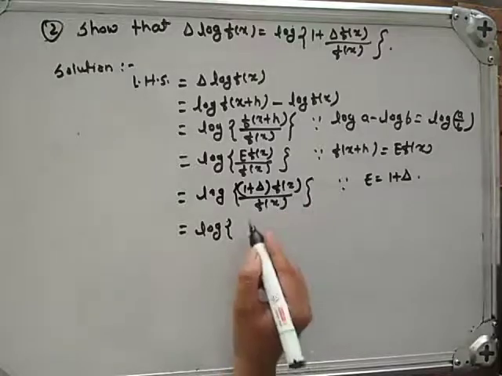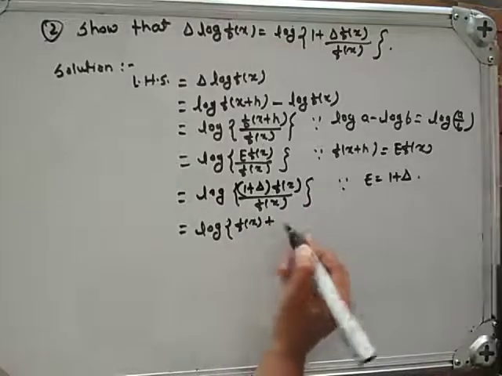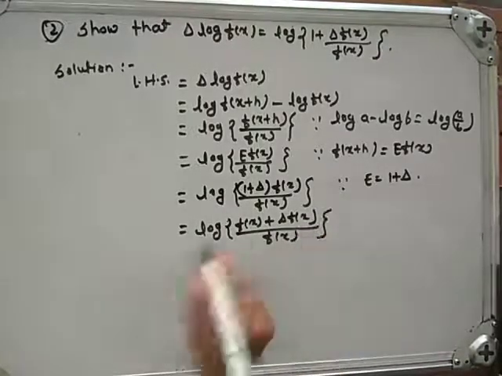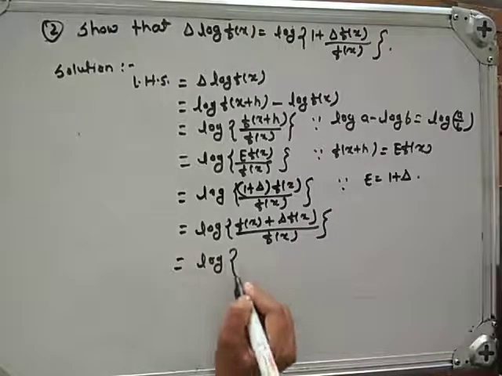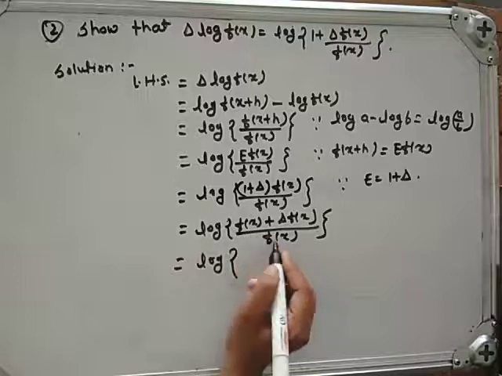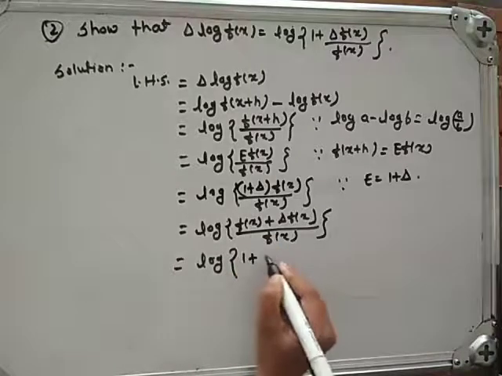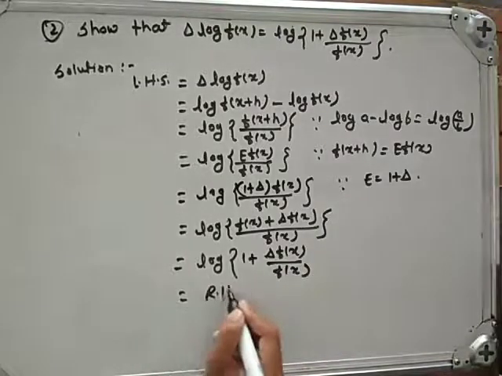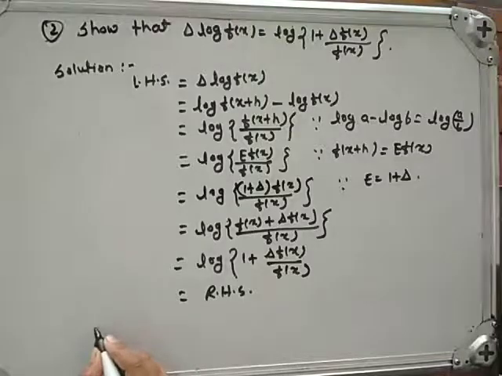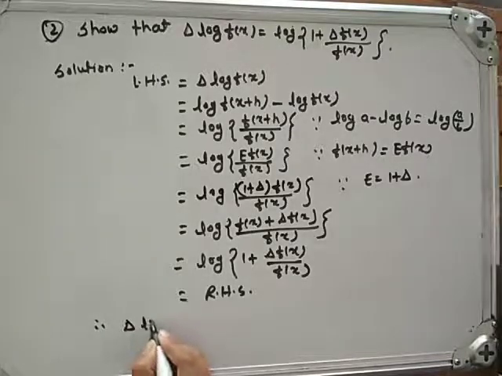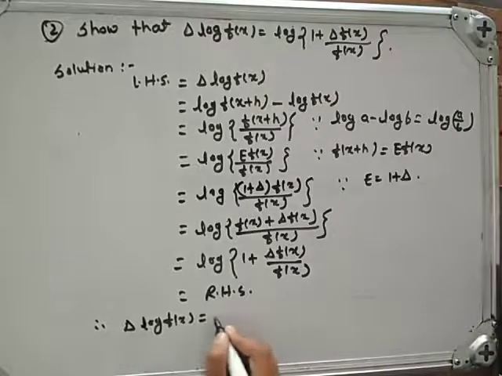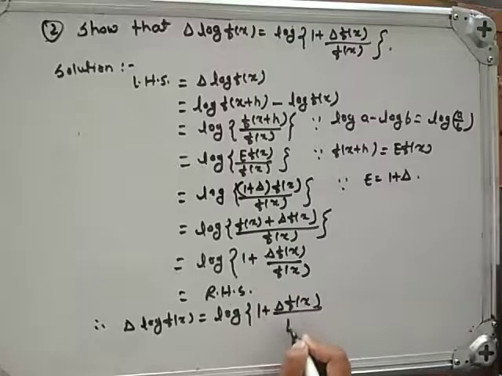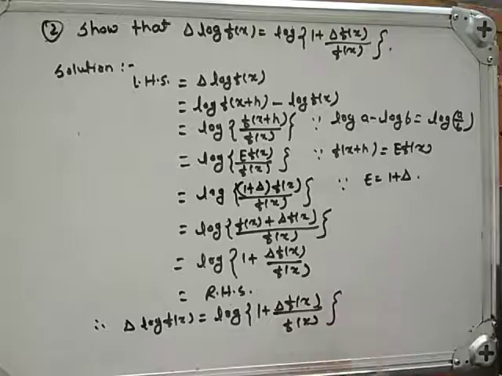which is equal to log of, in bracket multiply f of x, we get f of x plus delta of f of x upon f of x, which is equal to log of, separate the denominator, we get f of x upon f of x is 1 plus delta f of x upon f of x, which is equal to RHS. Hence delta of log of f of x is equal to log of 1 plus delta f of x upon f of x. Okay.